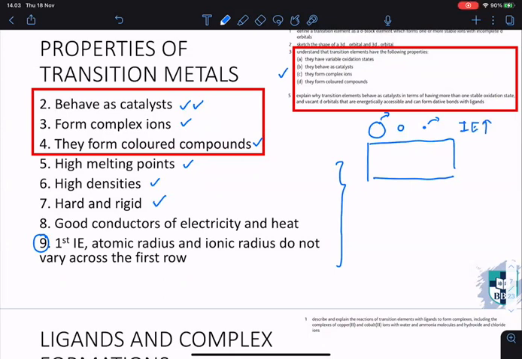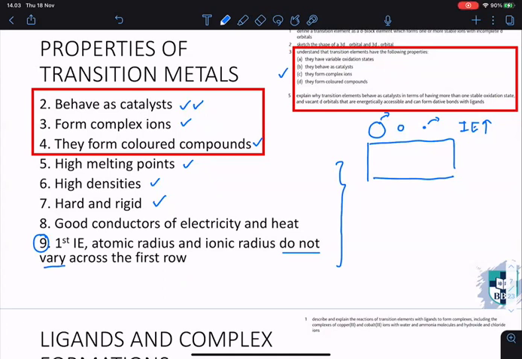But when it comes to transition metals, the increase is not going to be significant. So you can actually say that they do not vary. This is very important when it comes to transition metals. We expect that the nucleus, having more protons, will make the ionization energy increase. The atomic radius is supposed to decrease. We expect the ionic radius to decrease, but they appear almost the same. So that is another special property of these transition elements.